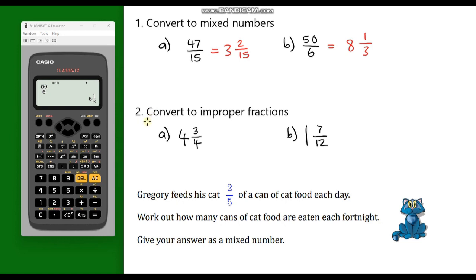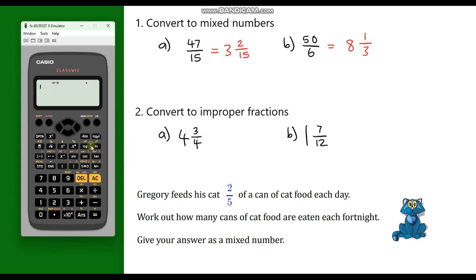So the second one, we're going to convert a mixed number to an improper fraction. So we're just going the other way around. Now, be really careful on this, because a lot of people will do this. Let me just show you. They'll type in 4, and then they'll type in the fraction button, and you can see that it puts the 4 in the numerator of the fraction. That's not what we want.